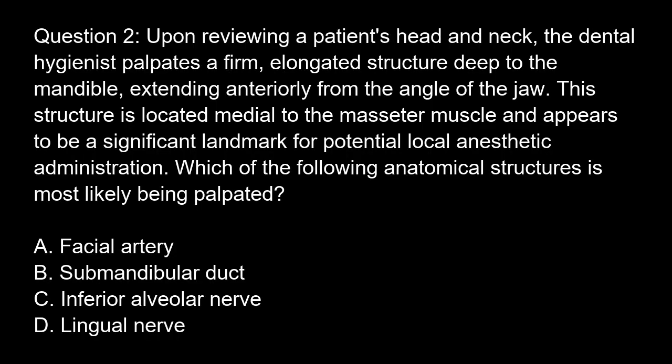Question 2. Upon reviewing a patient's head and neck, the dental hygienist palpates a firm, elongated structure deep to the mandible, extending anteriorly from the angle of the jaw. This structure is located medial to the masseter muscle and appears to be a significant landmark for potential local anesthetic administration. Which of the following anatomical structures is most likely being palpated?